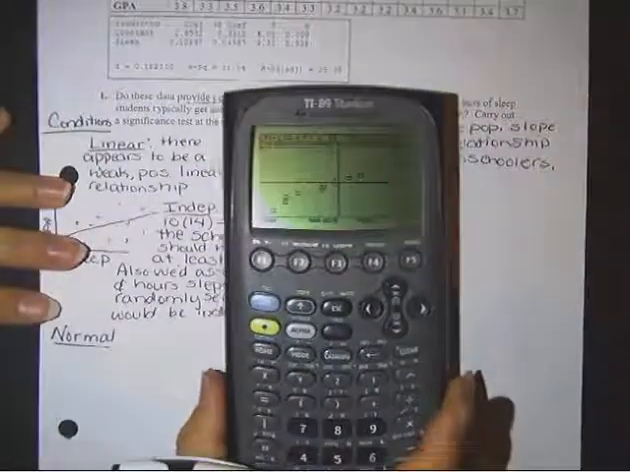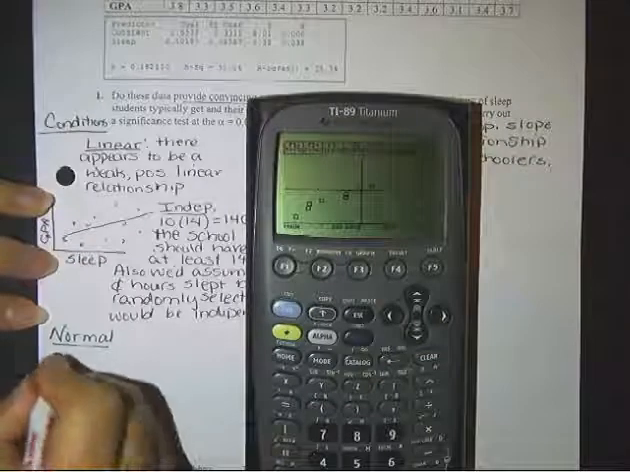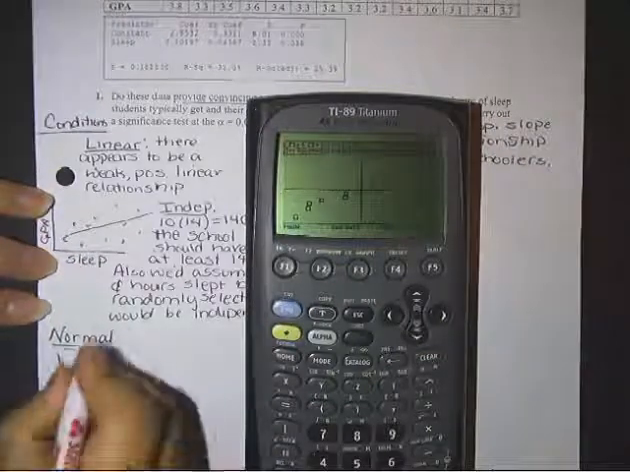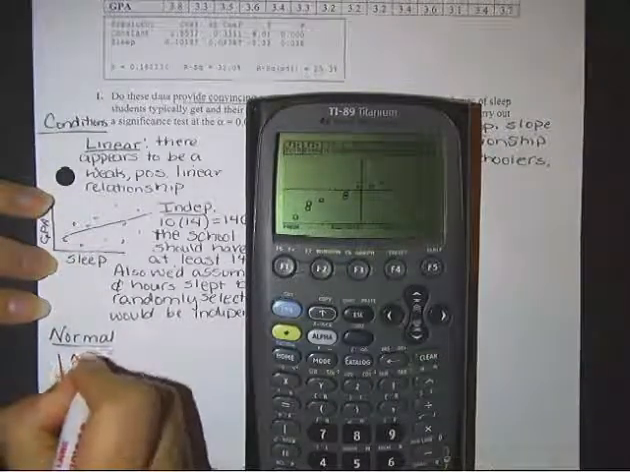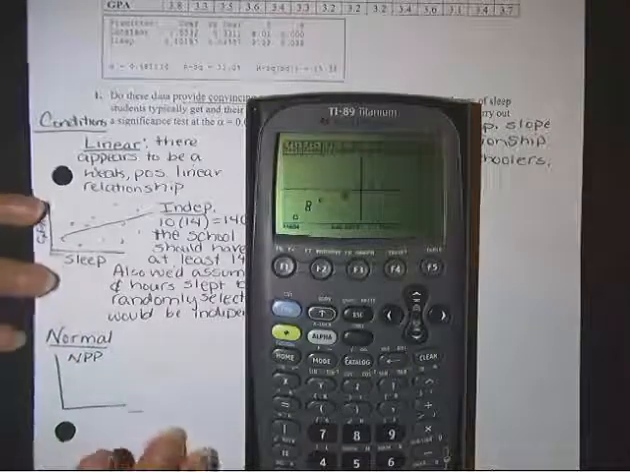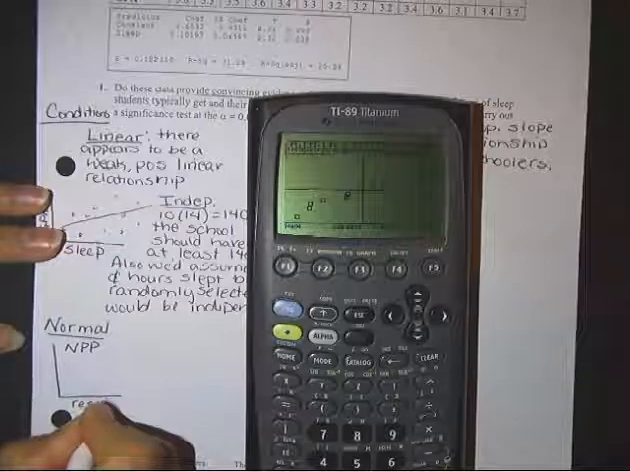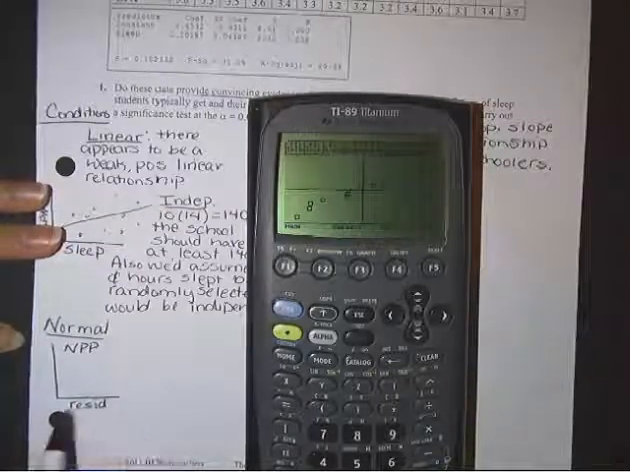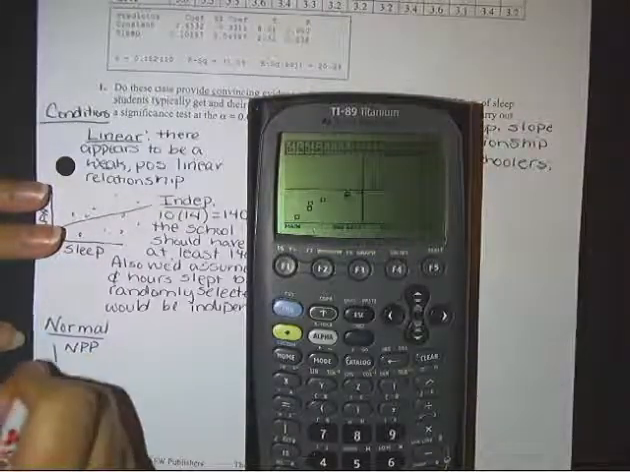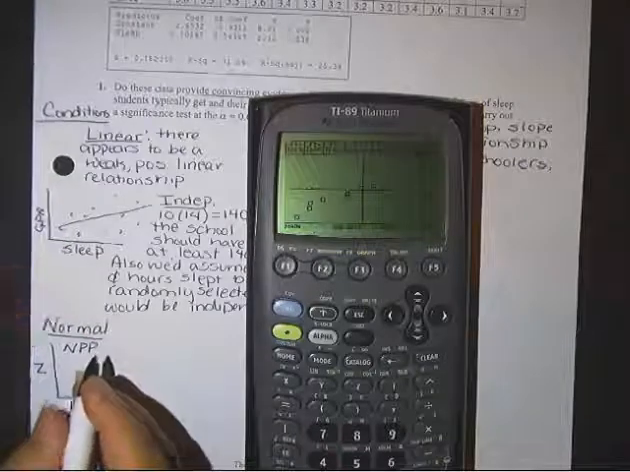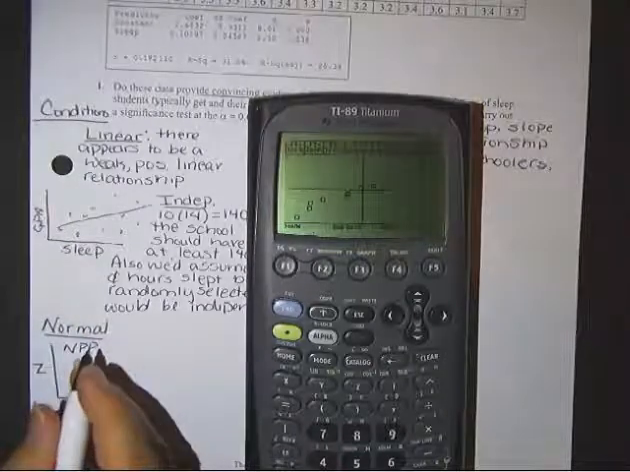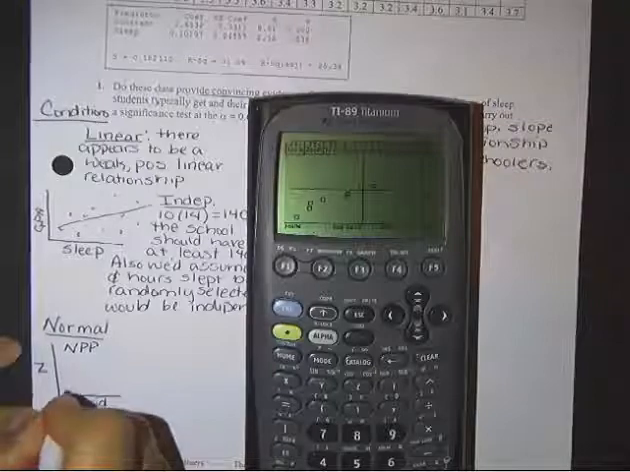Okay, so I need to sketch it out. You can call it the NPP here. And the normal probability plot always has residuals, or not always has residuals, but your X here and up here is going to be your Z-scores. And so let's kind of sketch this out here, kind of a little hook right in there.